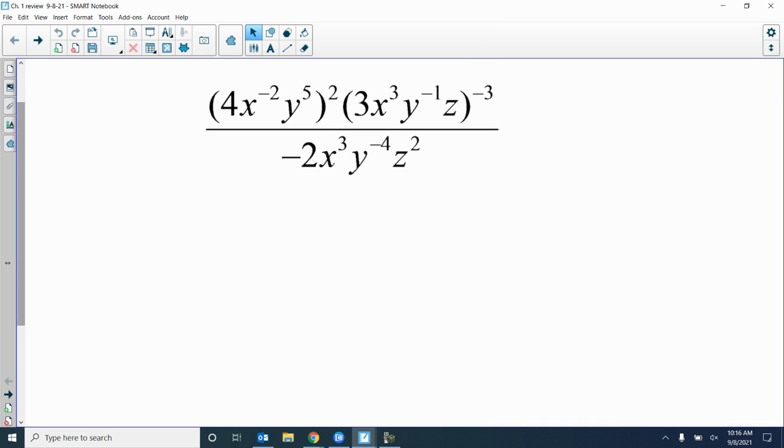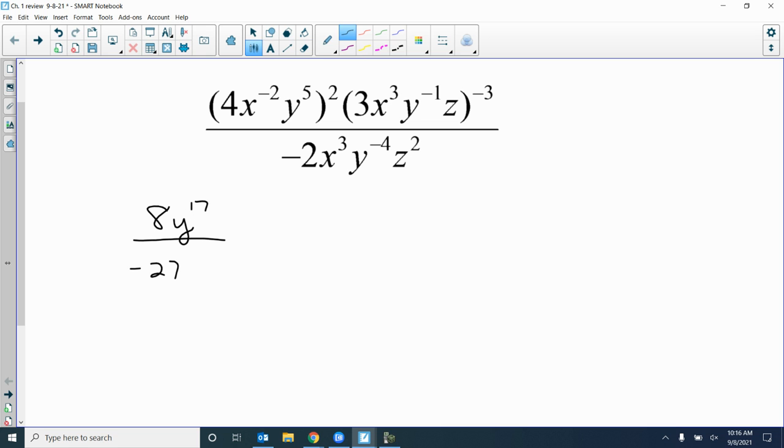I had 8y to the 17th over negative 27, x to the 16th, z to the 5th. All right, hold on. 8y to the 17th over negative 27, x to the 16th, z to the 5th. All right, so, Dakota, what do you think about that answer?